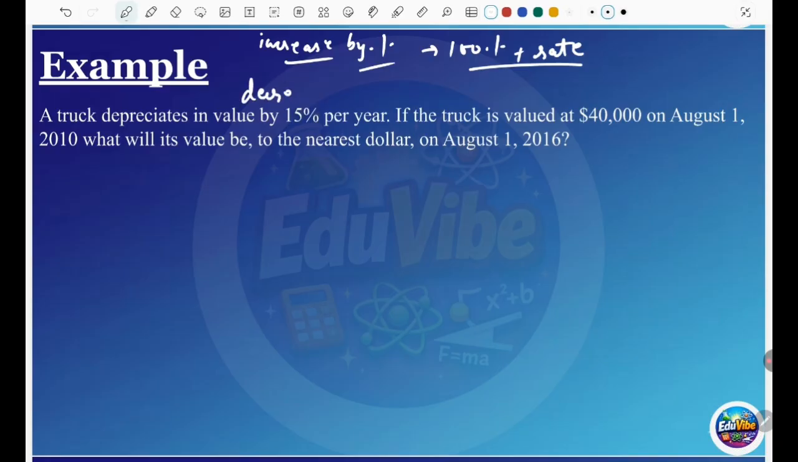If something is decreased or depreciates, which is mentioned over there, this also means a decrease. And if it decreases by a percent, you have to do 100% minus that rate.